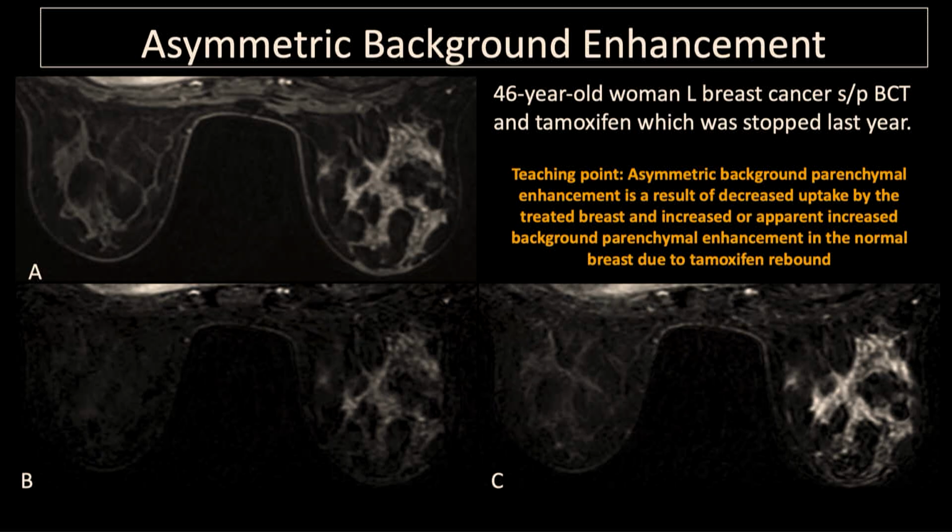So I know some of these cases were reviewed today, but this is asymmetric background parenchymal enhancement. And interestingly, this is what is referred to as tamoxifen rebound. So this is a 46-year-old woman. She had a history of left breast cancer, status post-BCT, and tamoxifen was stopped the year prior. And so you may notice that there's new asymmetric background. Look at the patient's record. Was she on tamoxifen and was it stopped? And then you're going to have that rebound effect.